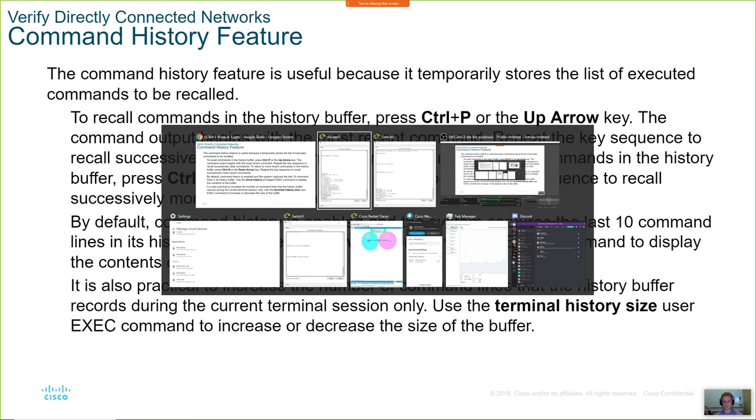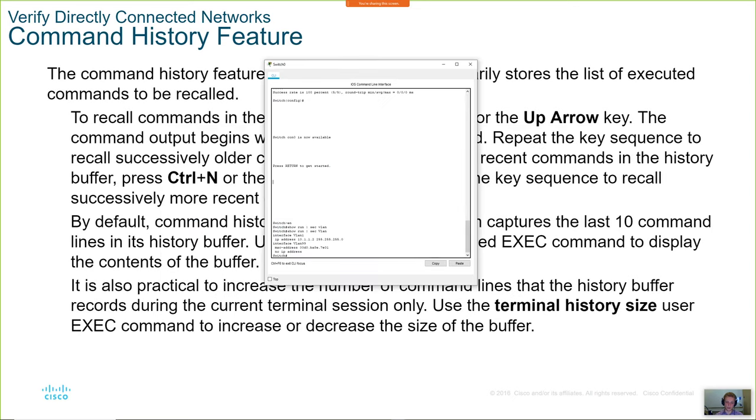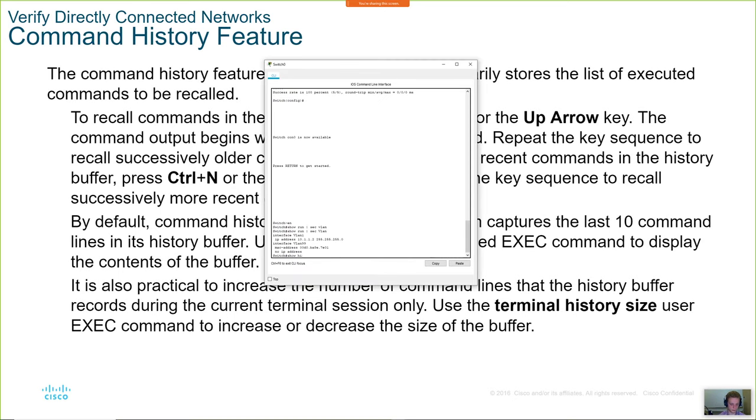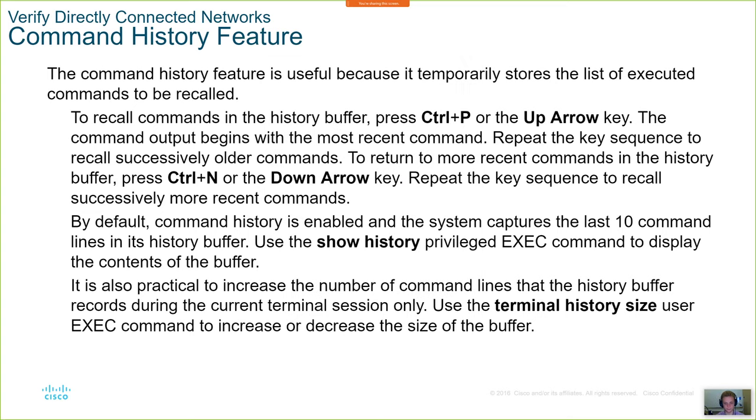Another thing is we have command history. I did talk about this before, but if you press the up arrow, you can see previously done commands and you can rerun them pretty easily. Same thing with Control P will also go up and Control N will also go down, but usually up and down arrow keys are the easiest. You can do this show history command, and you can see what commands you ran recently as well that way.